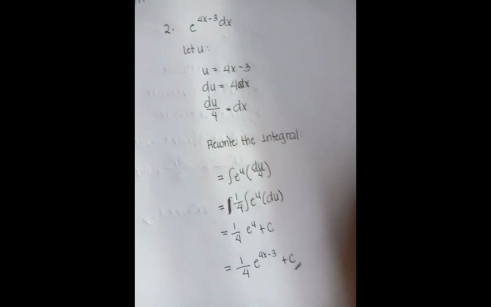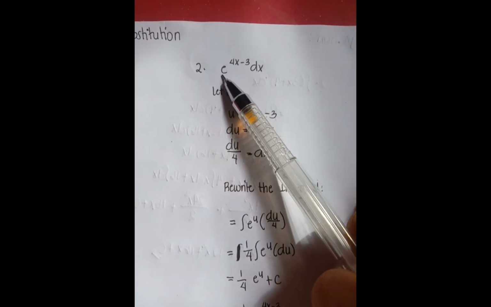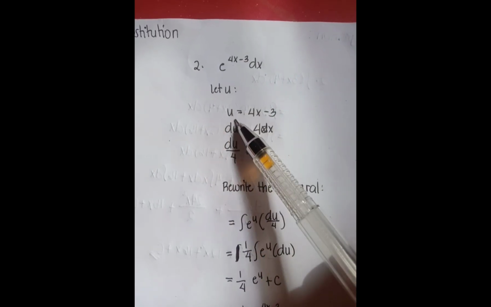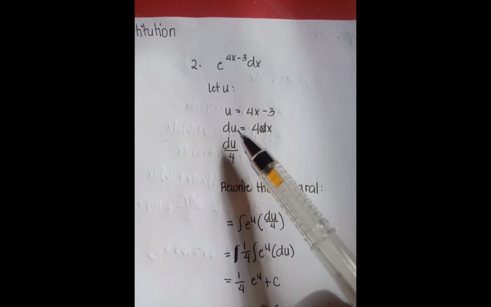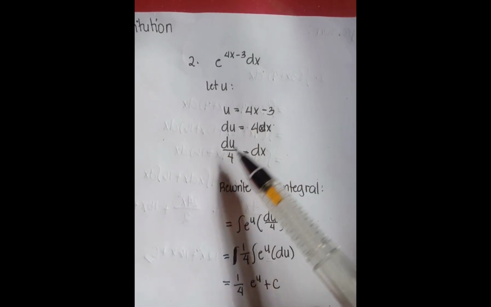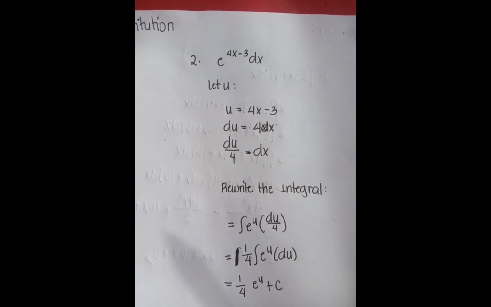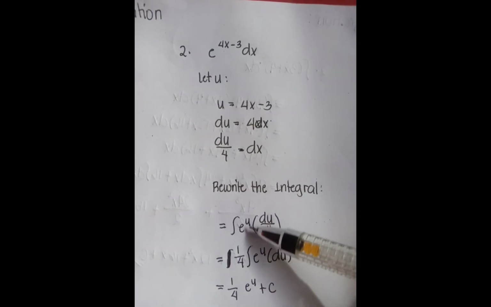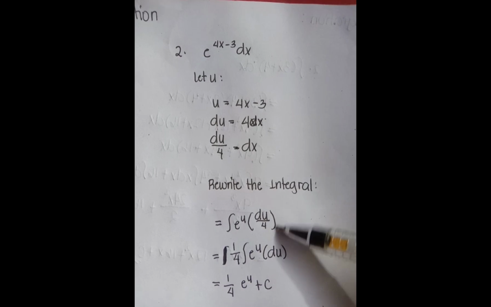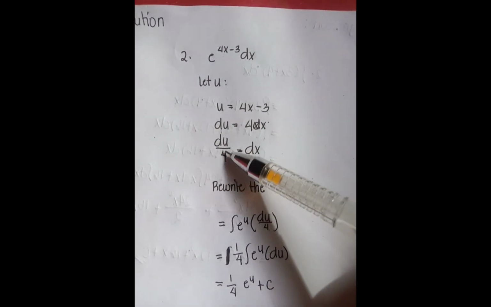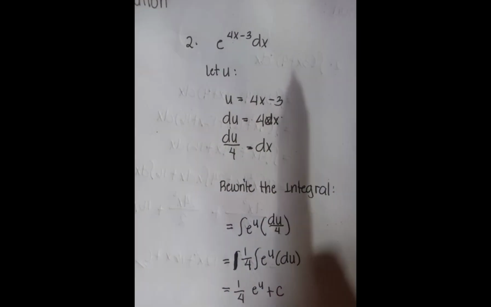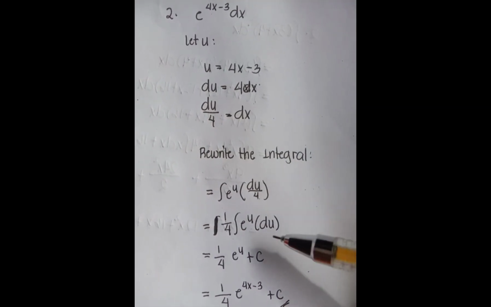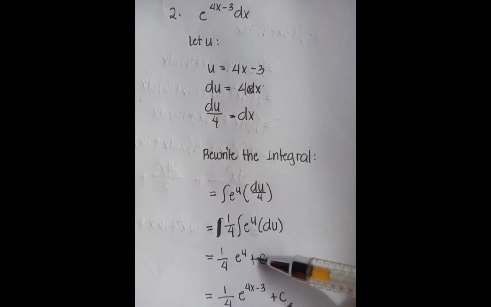So now let's proceed to example number 2, which is e to the 4x minus 3 dx. So let u be 4x minus 3, du is 4 dx, du over 4 equals dx. So now we rewrite the integral form. Integral e to the u times du over 4. The 4 is copied out as 1/4 integral e to the u du, giving 1/4 e to the u plus c.